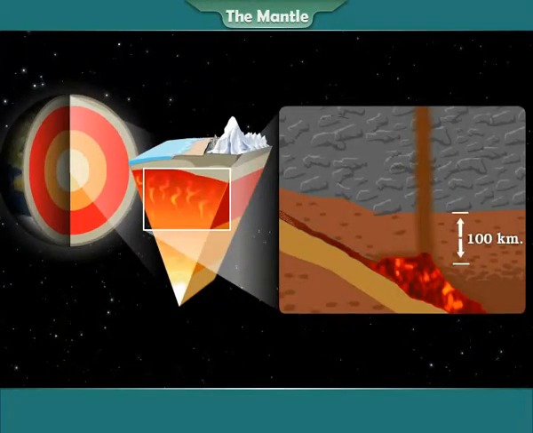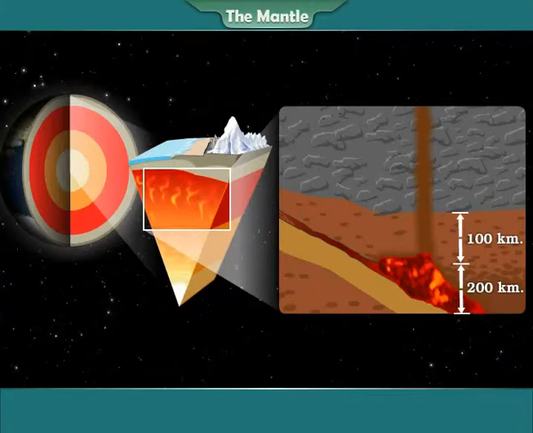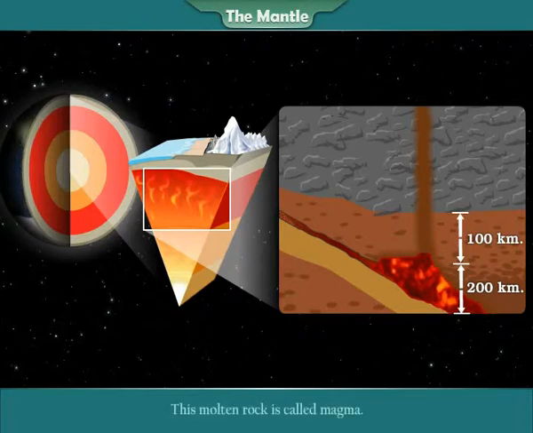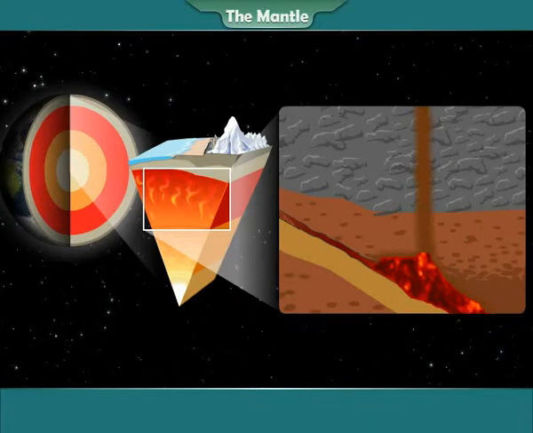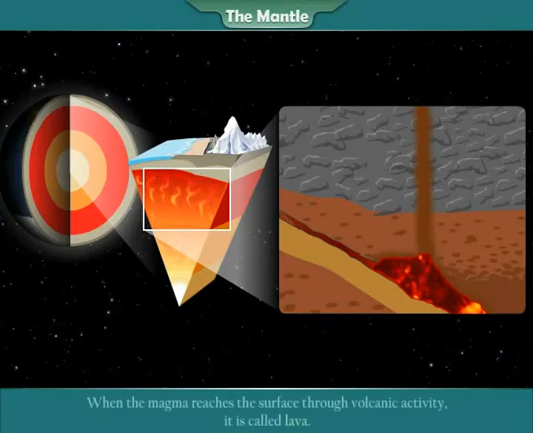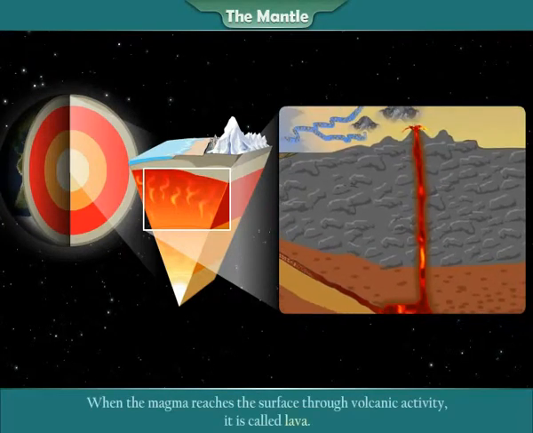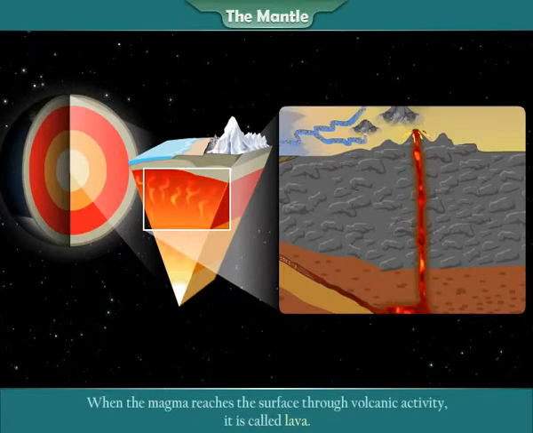The rocks in the upper 100 to 200 kilometers of the mantle melt due to heat. This molten rock is called magma. There are magma chambers in this part. When the magma reaches the surface through volcanic activity, it is called lava.